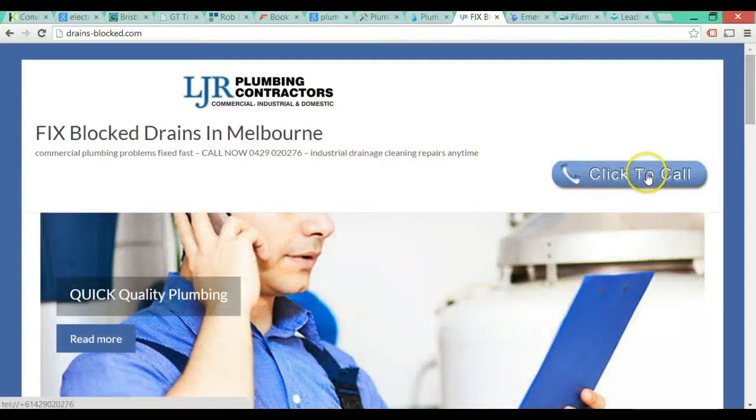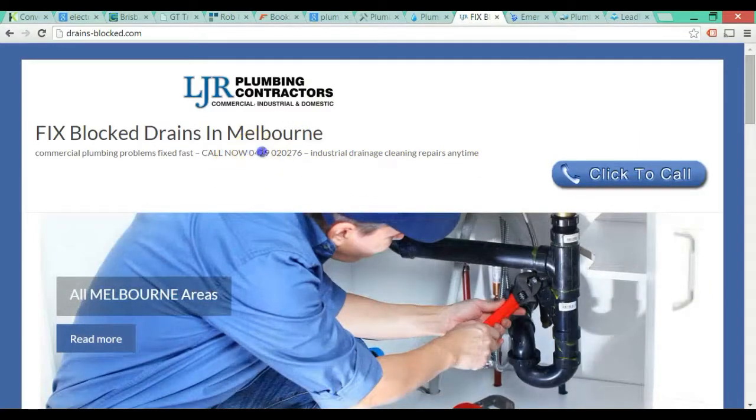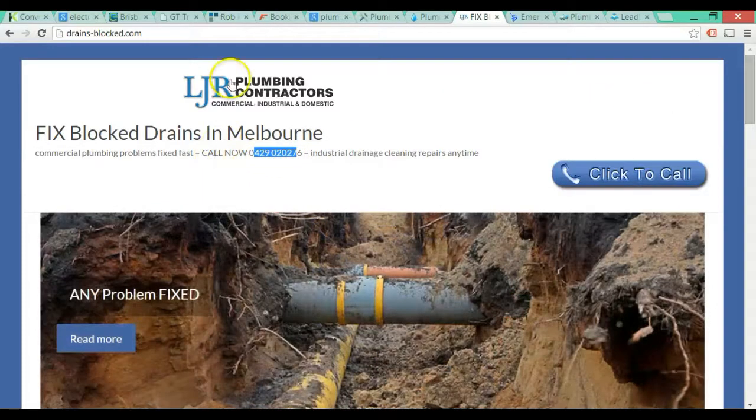Probably good for mobiles, click to call, but again, okay, I found the phone number, but it wasn't instantly visible. It should have been up here. So this is an issue with this site. Logo on the left side, not really conventional.